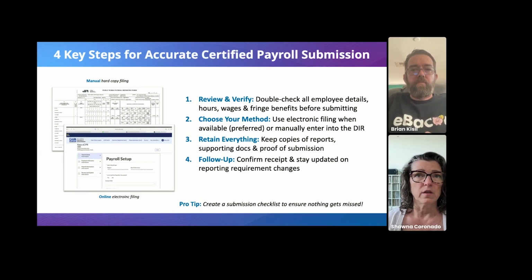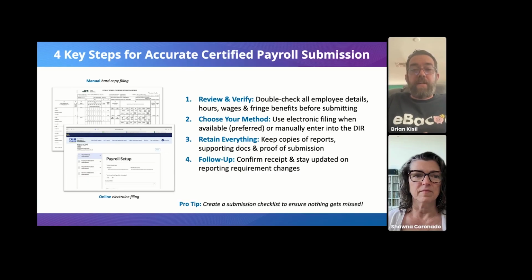All right. Brian, 4 key steps for accurate certified payroll submission. Absolutely. And as I've mentioned a few times, you want to make sure you're reviewing and double and triple checking that all employee details are there, your hours are correct, wages and fringe benefits before you're actually submitting that into the DIR. If, again, you are lucky enough to get that XML file, the electronic upload is super easy and much more preferred. But if you are still going to have to do it manually, you want to make sure you're doing that, again, timely.